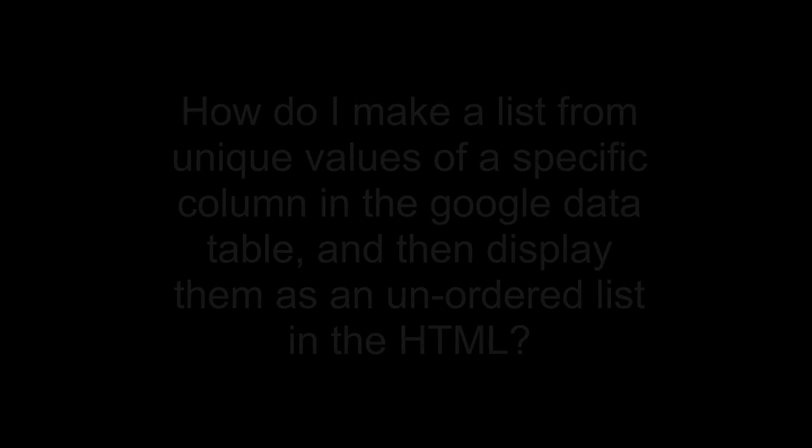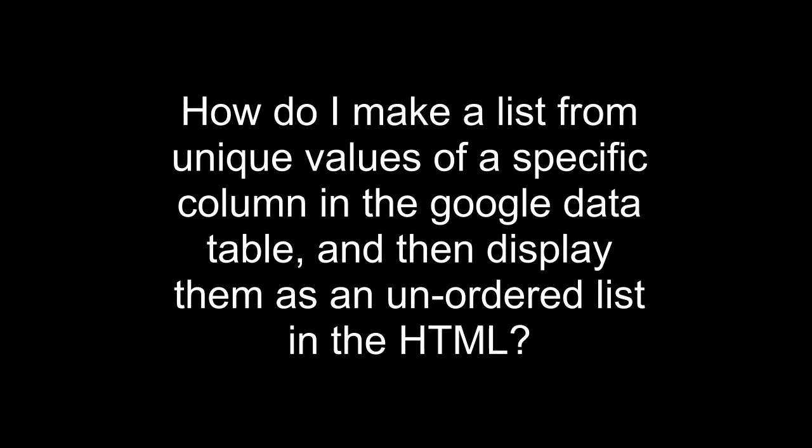So he had sent me over some questions. He's not a developer by trade, but he's been doing some really cool stuff that even most developers would find challenging to do. So he'd sent me over some questions to get some insights and get some help on. So his first question was, how do I make a list from unique values of a specific column in the Google data table and then display them as an unordered list in the HTML?